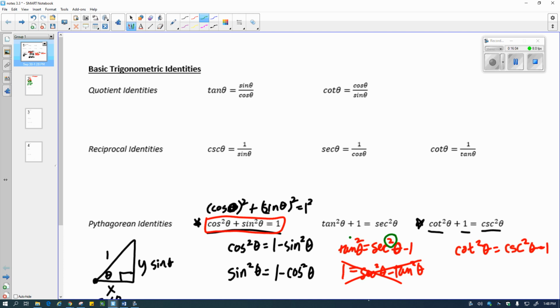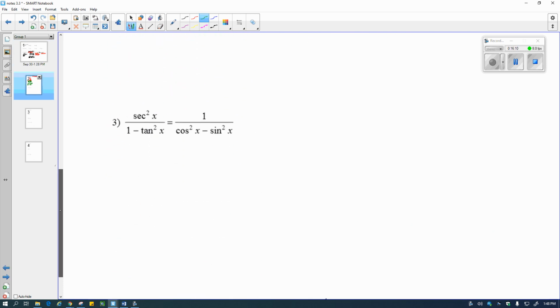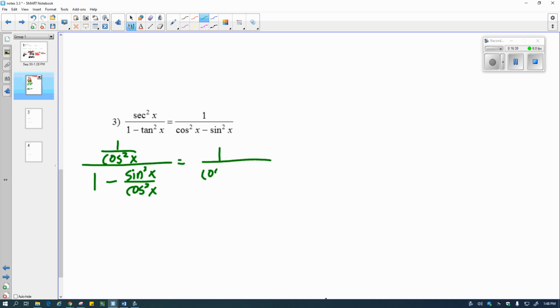Again, I don't really have exactly what I want to work with, so I'm just going to do what I suggested in the beginning, and that is take this and write it in terms of sine and cosine, and then mess with things that way. So secant squared is 1 over cosine squared over 1 minus, and then I'll rewrite tangent squared as sine squared over cosine squared, and then equals 1 minus cosine squared, or sorry, 1 over cosine squared minus sine squared.